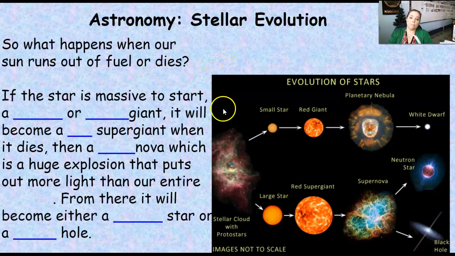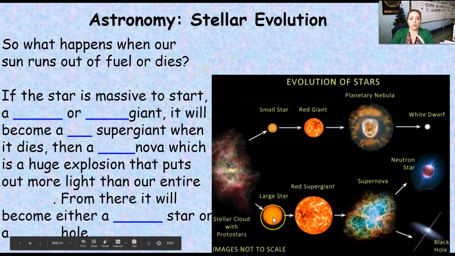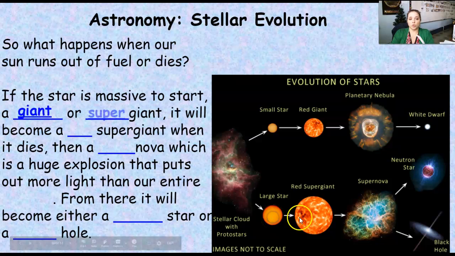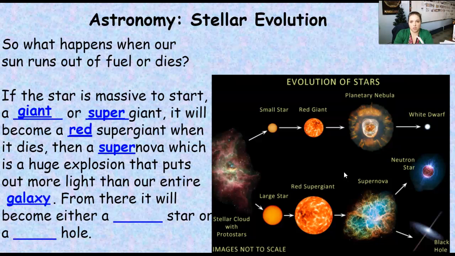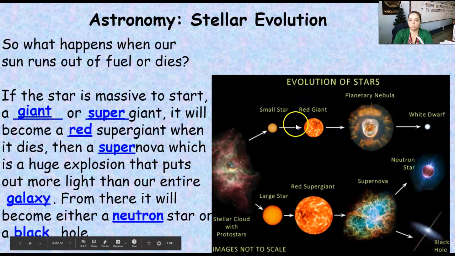If a star is massive or large to start, it will become a giant or supergiant. It could become either, but if it's very, very large, it'll be a supergiant. It will become a red supergiant. So massive star to start. So if it was a giant or a supergiant, then it would become a red supergiant, which when it dies, it then becomes a supernova. Like it goes out. There's a huge explosion which puts out more light than our entire galaxy. It's like lots of light. From there, it will either become a neutron star or a black hole.